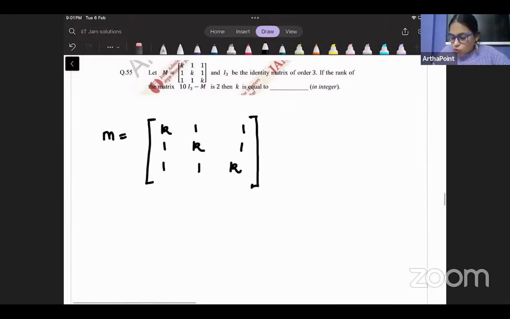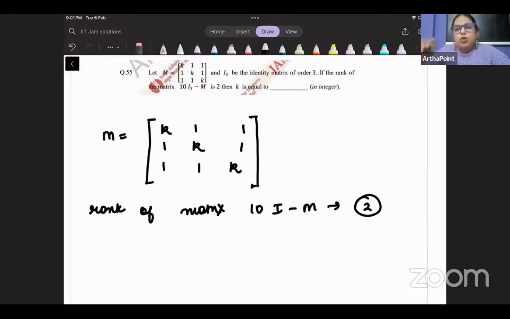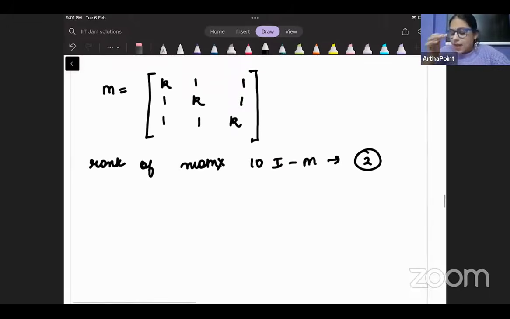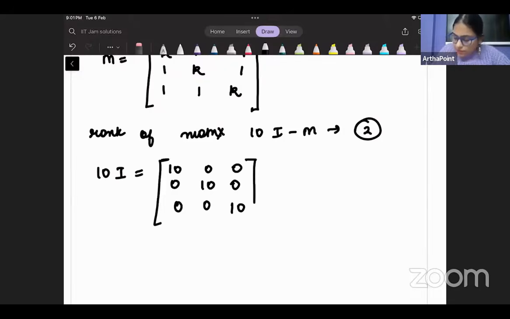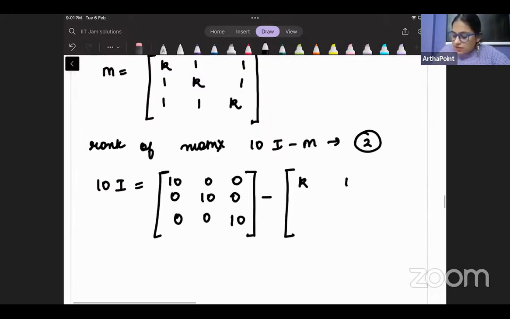And it says you want that the rank of matrix 10I minus M should be 2. अब थोड़ा सा समझते हैं. हाँ बेटा, पहले तो 10I minus M निकाल लो. What will be 10I? 10I will be 10 0 0, 0 10 0, 0 0 10, minus, बच्चे, what will be M? M is k 1 1, 1 k 1, 1 1 k.